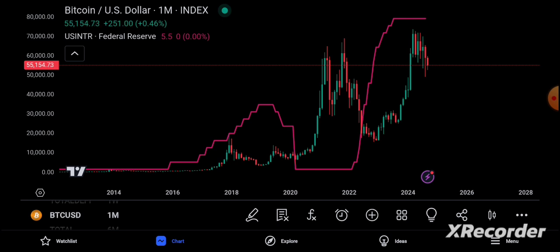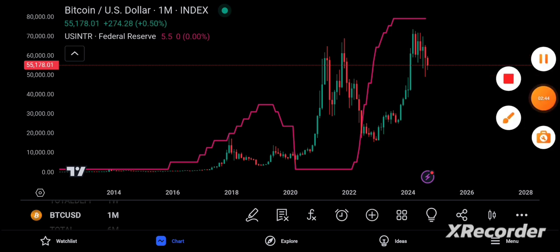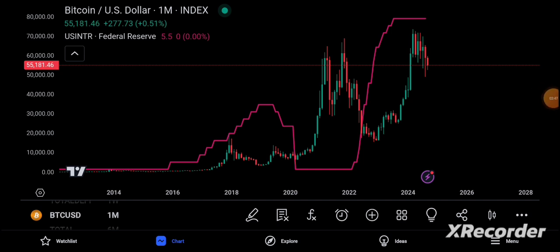So quantitative tightening, and one of the tools used for it is having a hawkish stance on interest rates, essentially increasing interest rates. Why? Because they are trying to manage inflation, reduce inflation, and help the economy from going haywire, right? And so there is almost a correlation between interest rates and how the markets react.